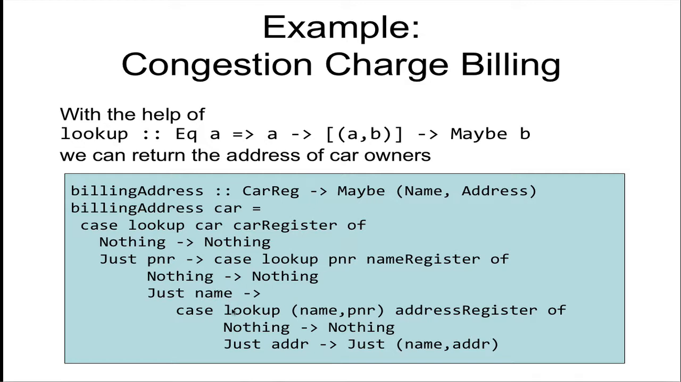If we've got a personal number and a name, we can look up that name and personal number in the address register to finally get the billing address. If, despite everything, the name and the personal number is not in the address register, we get nothing. But otherwise, if we get an address, then what we return is the name and the address as a pair in the type Maybe (Name, Address). So there's the code for doing something relatively simple. But you see what kind of spaghetti we get here, because we have to do a sequence of lookups, and we have to take into account every possible case.